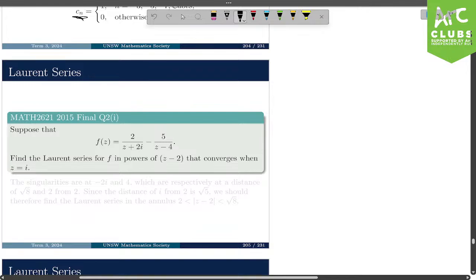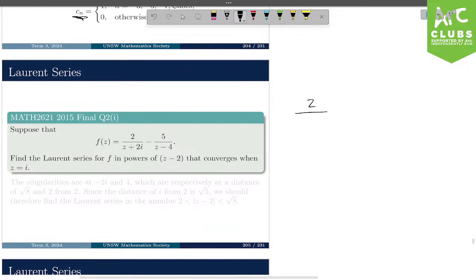I want to center it about i, therefore I have 2 over z, in powers of z minus 2. So I want z minus 2 plus 2 plus 2i, and then minus 5 over z minus 2 minus 2. Okay, this is what our function is going to look like. I put it into powers of z minus 2, and now I want it within z equals i. Okay, so all this means is I need to think about what is the magnitude of these things in those areas.